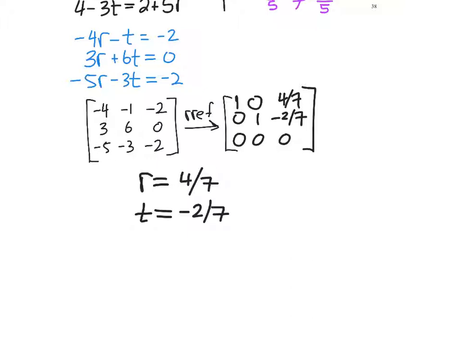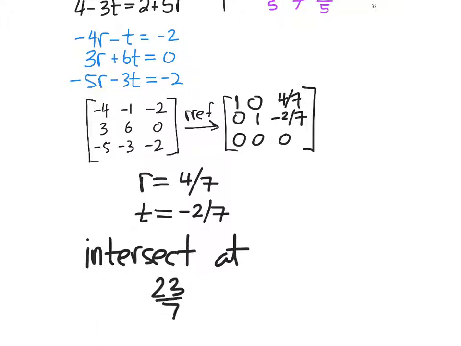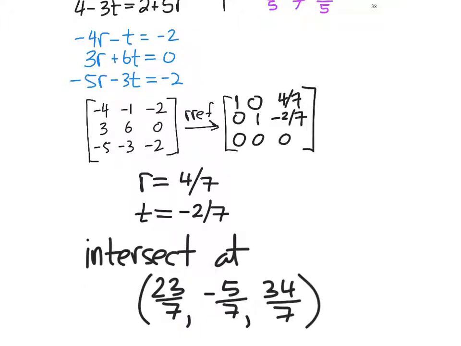the coordinates of intersection of, well, it's actually a vector, but it's a vector terminating at these coordinates. So it would be intersect at coordinates 23/7, -5/7, and 34/7. All right, so they would have a common vector at that location.